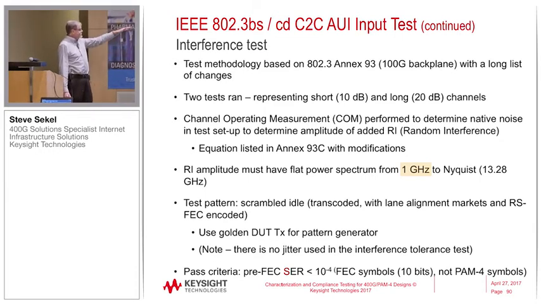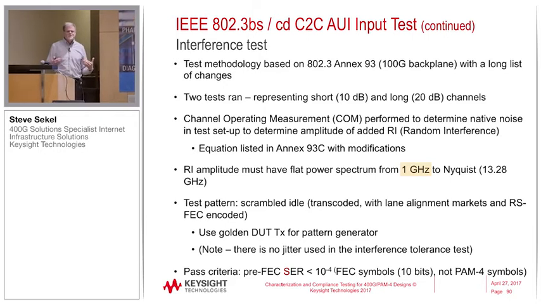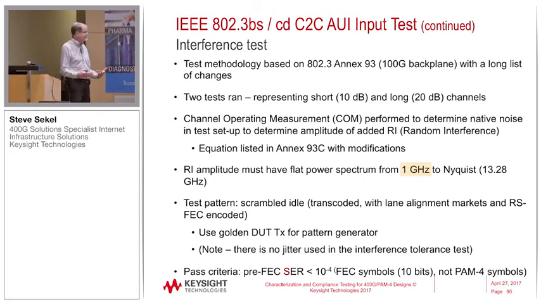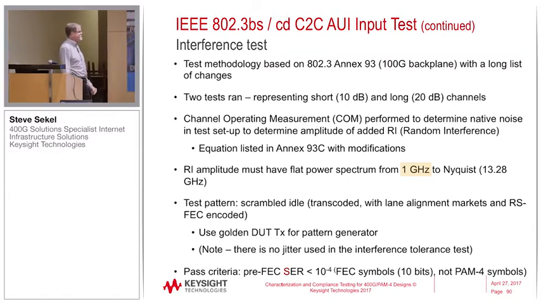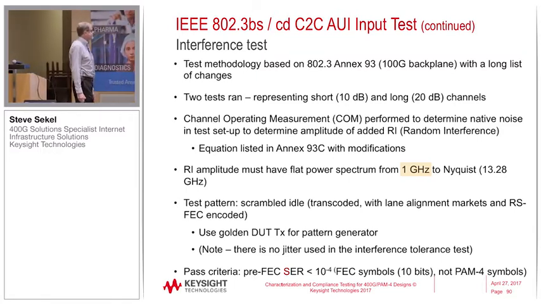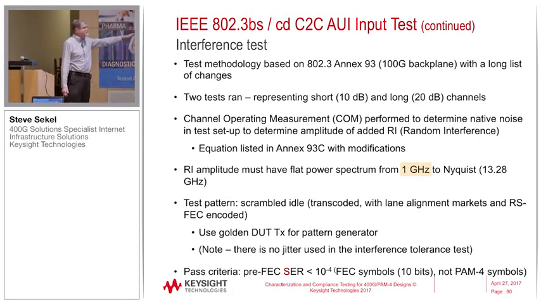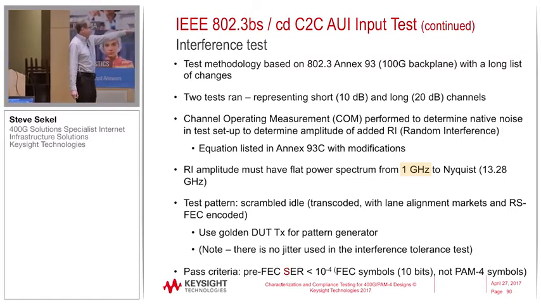And then the first step you do is you have to determine a COM measurement is involved with this, but we also have to determine basically the frequency-weighted native noise in the test system, because that's already present, and we're going to add to that when we add the random interference, and we don't want to stress the parts, so we first make a measurement of native noise in the system. And then the equations are all given in the old 100G annex, but they're modified, and the RI amplitude is a flat power spectrum.